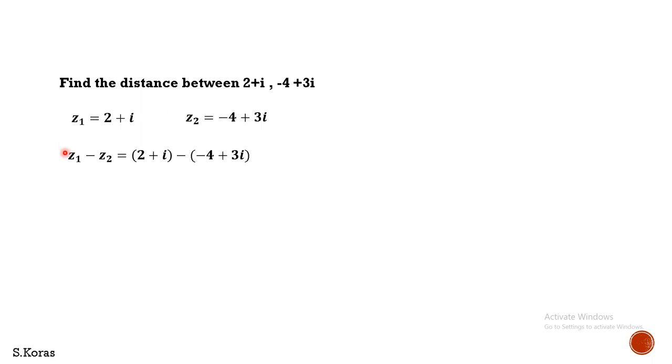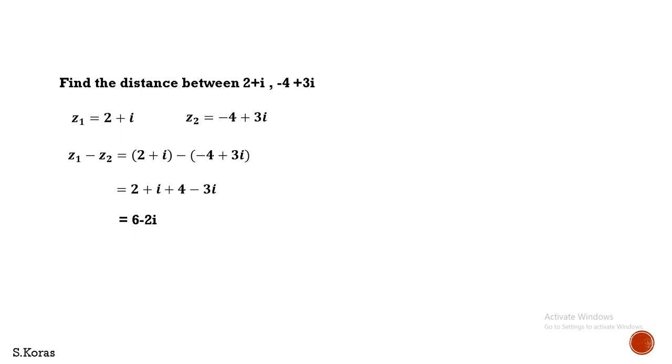z1 minus z2 value. For z1, 2 plus i. For minus, we have placed the minus here, and for z2, minus 4 plus 3i. If we simplify it, your answer will be 2 plus i, minus into minus plus 4, minus into plus 3i minus 3i. If we simplify this, 2 plus 4 will be 6 and plus i minus 3i, our answer will be minus 2i. So this is the simplified answer.